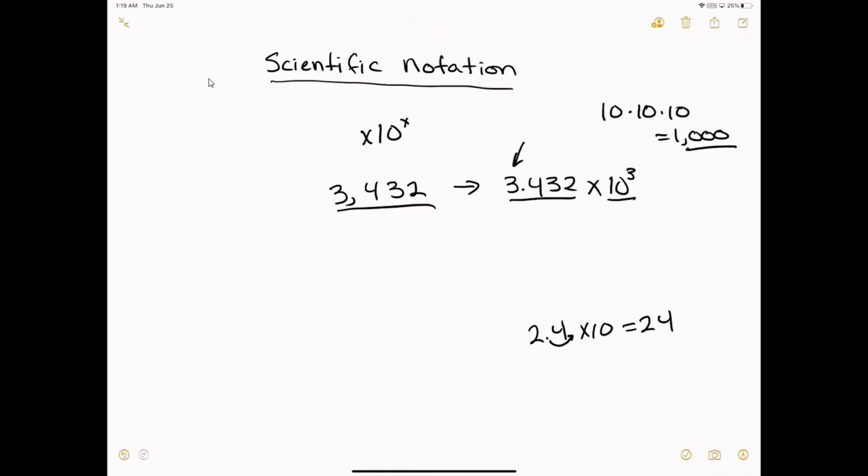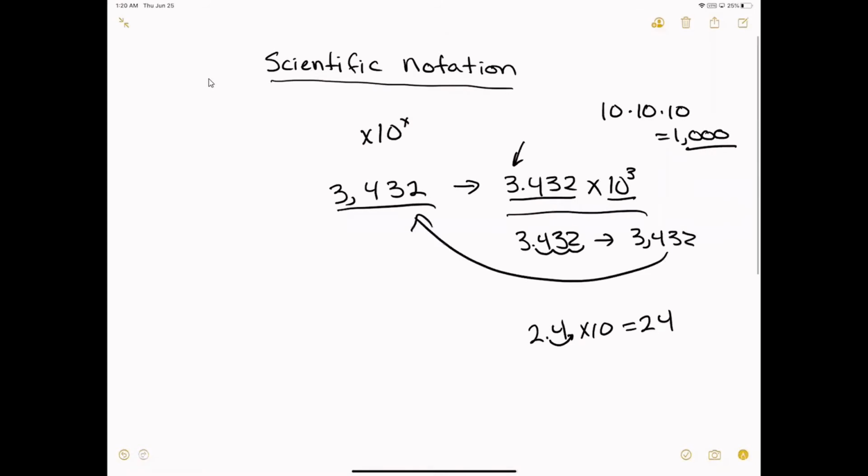Now up here when I write 3.432 times 10 to the third, I'm multiplying by 10 3 times. So basically what I'm doing is taking that 3.432, and if I multiply that times 10 to the third, I would move that decimal over 1, 2, 3, because I'm multiplying by 10 3 times. That is going to give us the number 3,432, which is the original number we had over here.